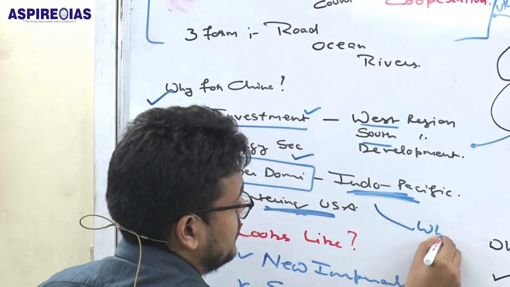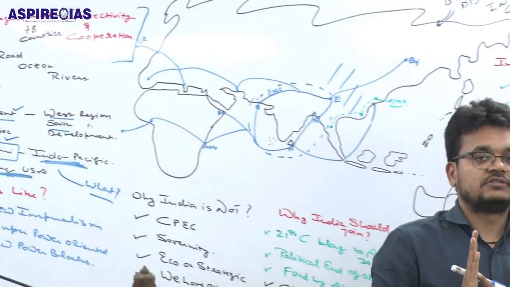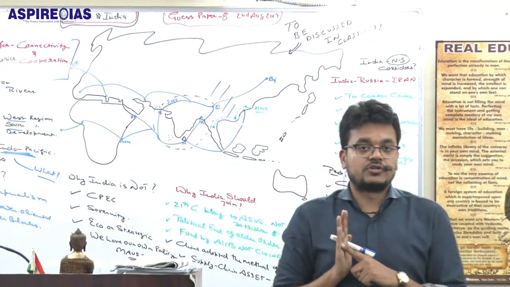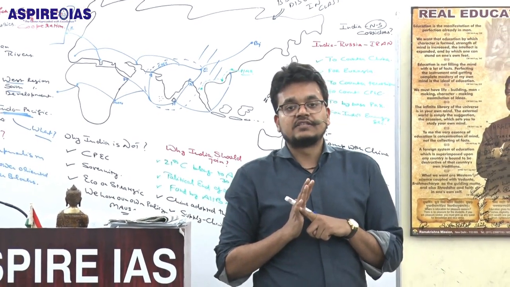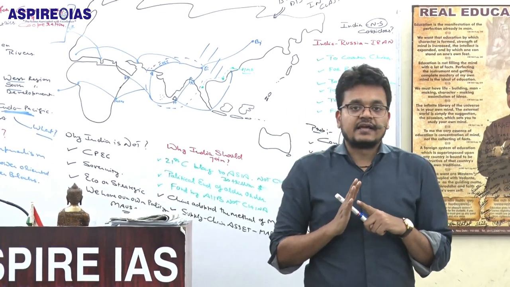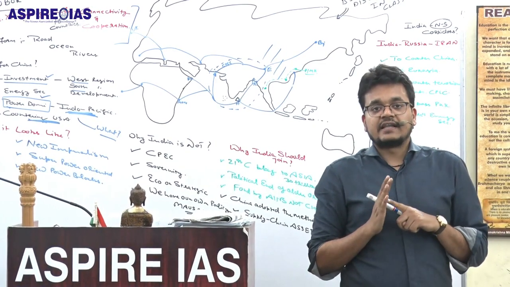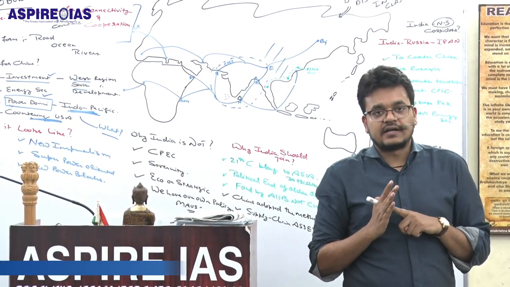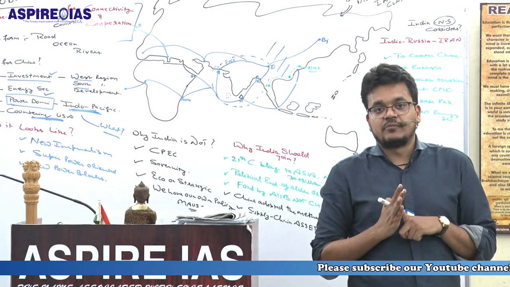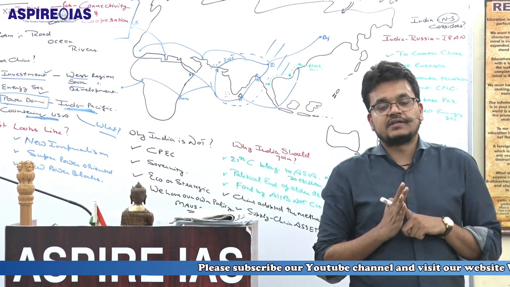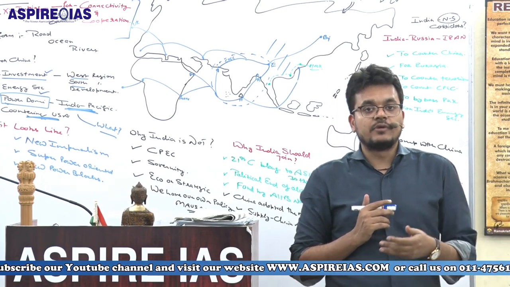Under this, what can China do? China can construct ports. China can construct fiber line cables, that means high speed internet. China can also develop SEZ, special economic zones. China can also cooperate with other countries regarding trade. China can also develop infrastructure in the form of energy, thermal power plants, wind power plants, etc. All these are the basic components of OBOR.